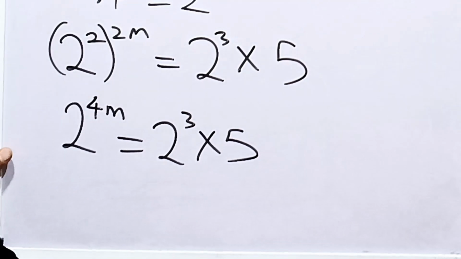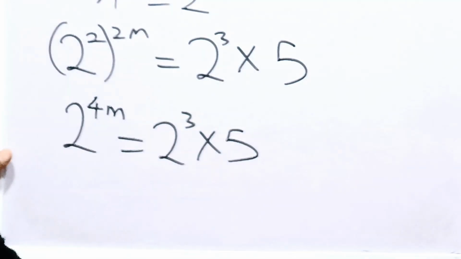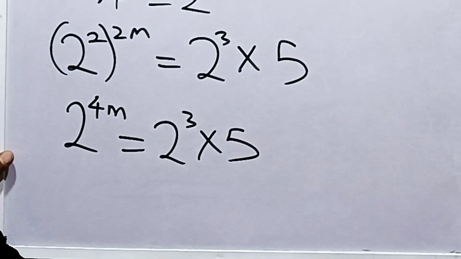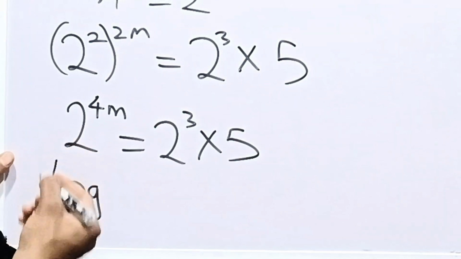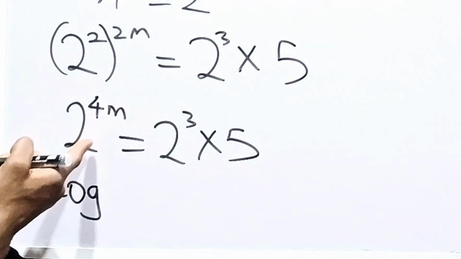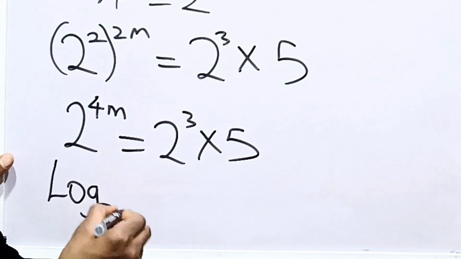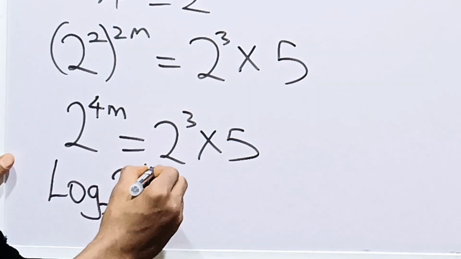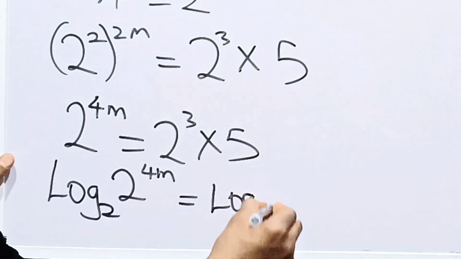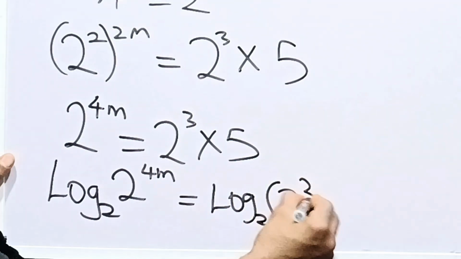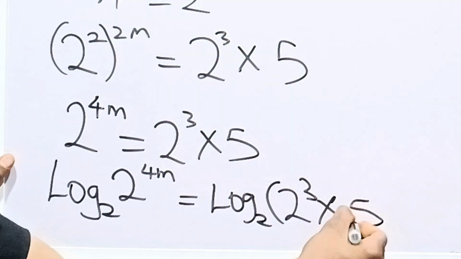Now, we can do something here. We can say, let's take the logarithm of both sides and see where it takes us. So we take the logarithm of both sides in base 2, because the number carrying m is 2. So we have log in base 2 of 2 to the power of 4m should be equal to the log in base 2 of bracket open 2 cubed times 5.